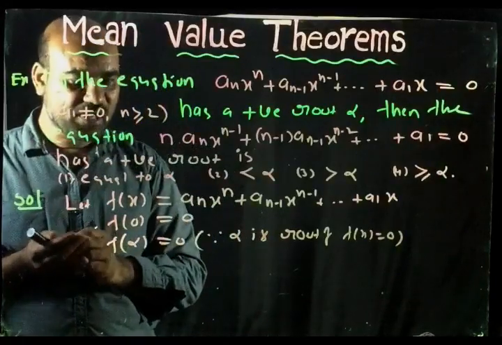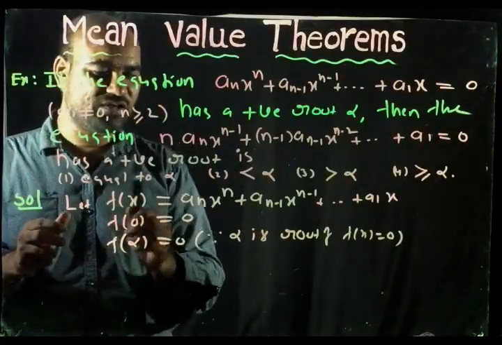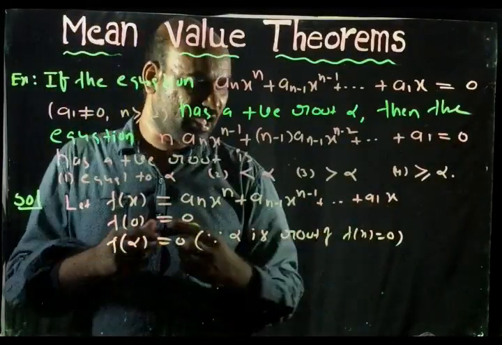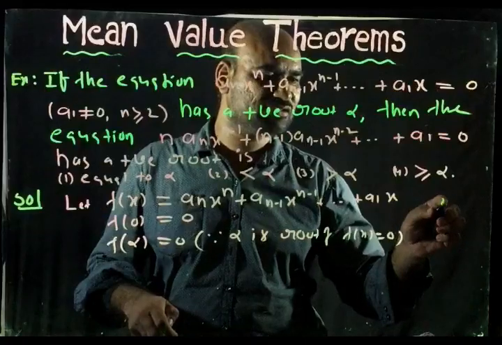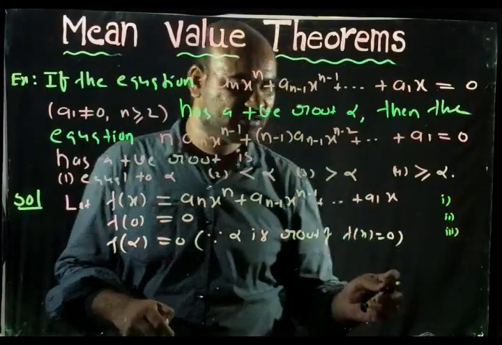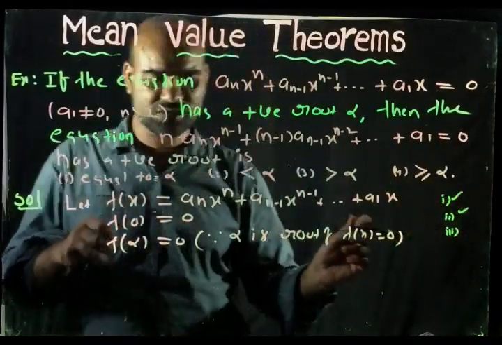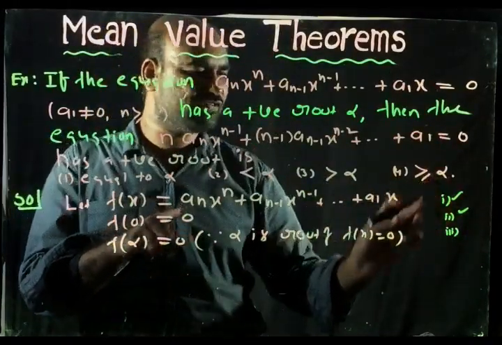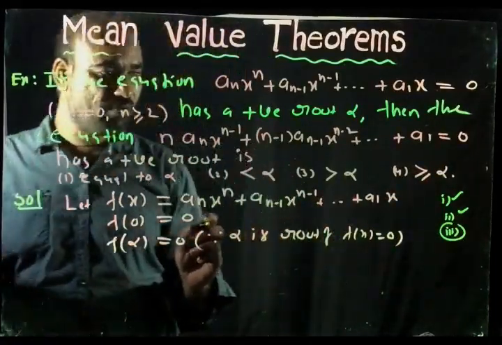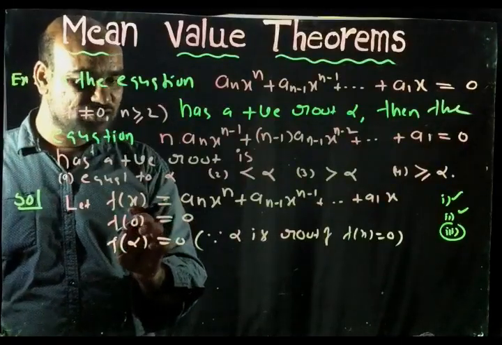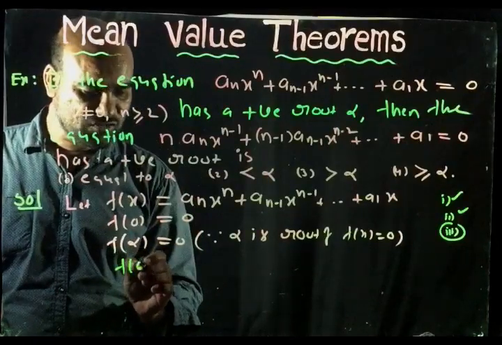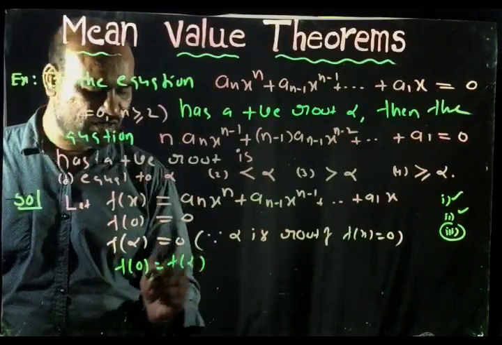What I am doing is applying RMVT in the interval 0 to alpha for this function. Already this is a polynomial function. Here also I want to check three conditions: continuity, differentiability, and f(a) equal to f(b) or not. Continuity and differentiability I am not checking because a polynomial function is continuous and differentiable. Just I am checking the third one in the interval 0 to alpha. So f(0) equal to f(alpha).